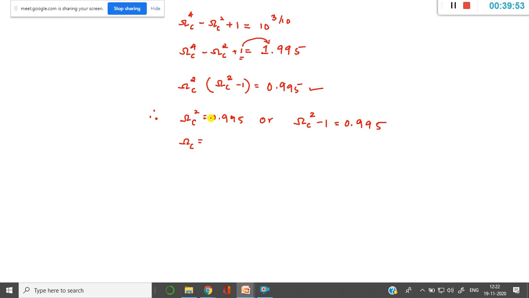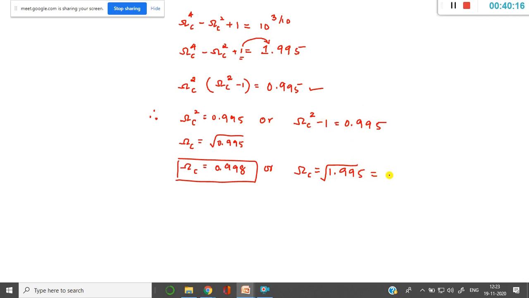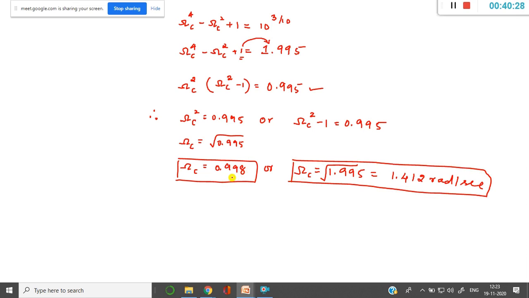So what is omega c equal to? Taking the square root of 1.995, that comes to be around 1.412 radian per second. So the cutoff frequency is 1.412 radian per second. Okay, so what is this value? I had a low pass filter with cutoff frequency omega c, which I was not knowing. Instead, they have given me directly H of s, stating that this is 1 over s square plus s plus 1.